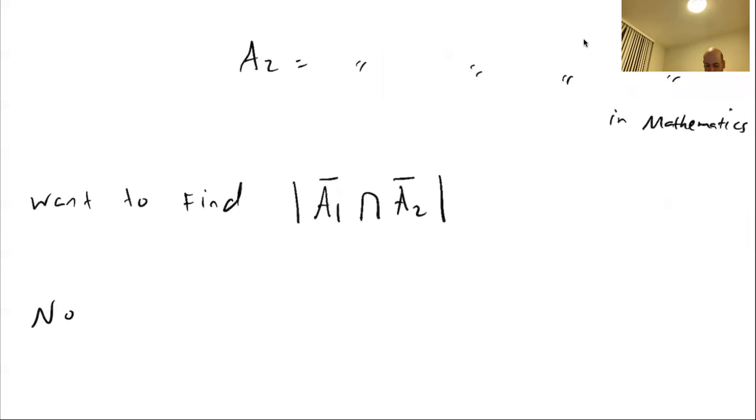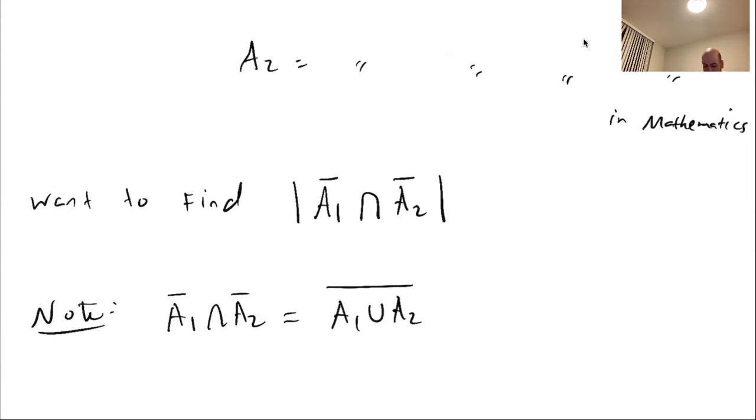So note that A1 complement intersection A2 complement is the same as A1 union A2, the whole complement, right? By De Morgan's law.